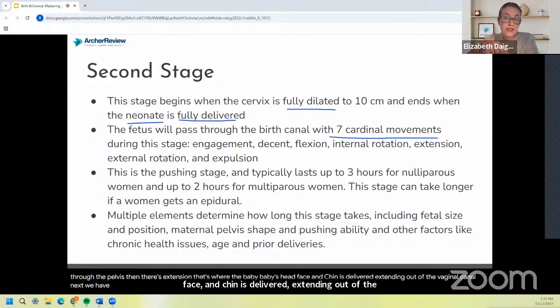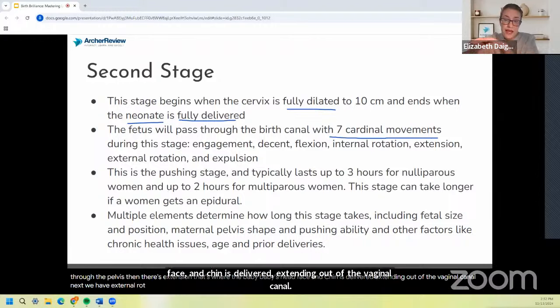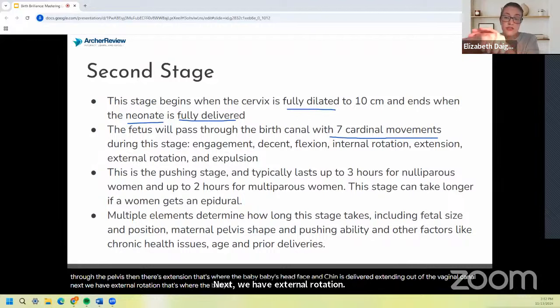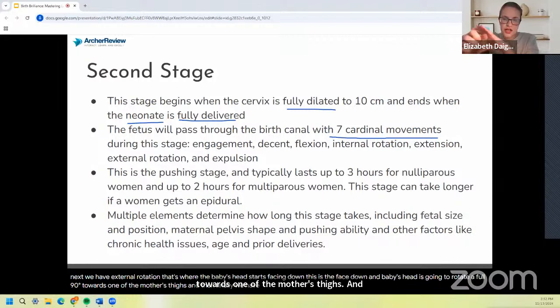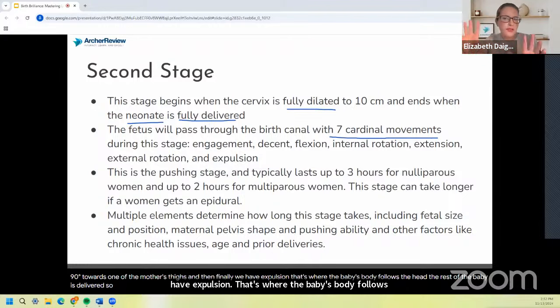Next, we have external rotation. That's where the baby's head starts facing down. This is the face down, and baby's head is going to rotate a full 90 degrees towards one of the mother's thighs. And then finally, we have expulsion. That's where the baby's body follows the head. The rest of the baby is delivered. So do be somewhat familiar with those.